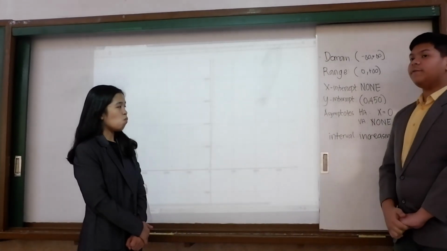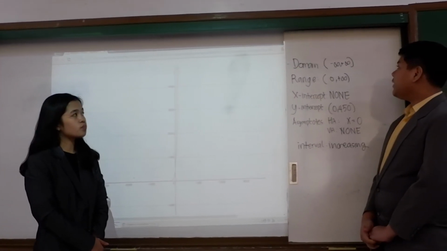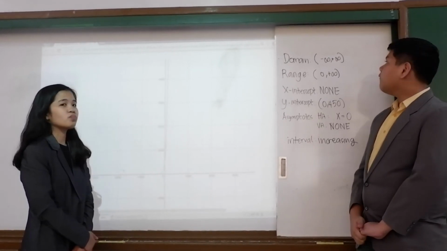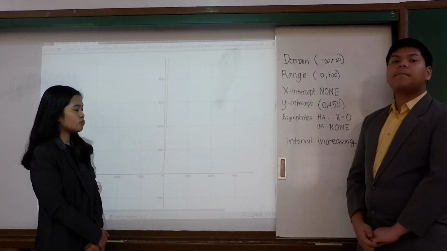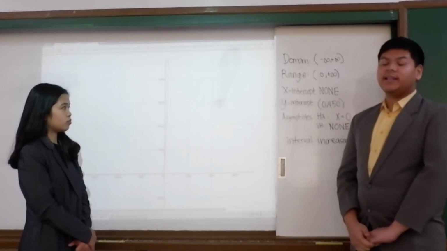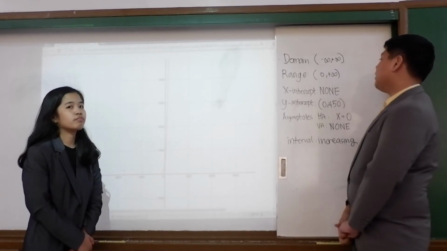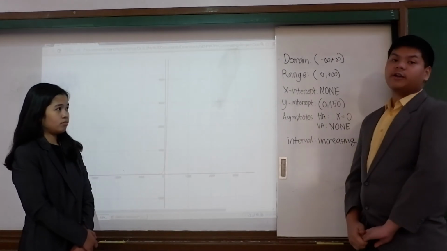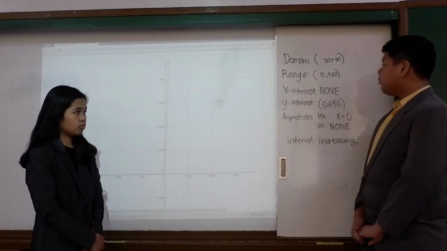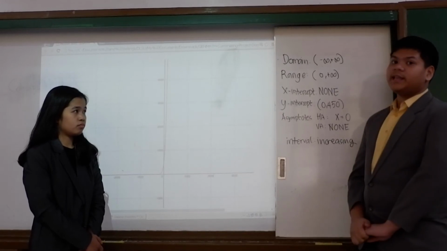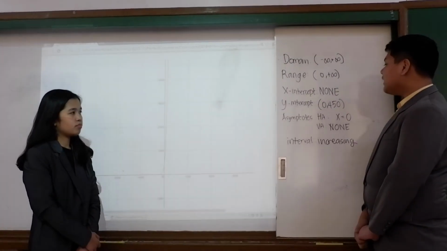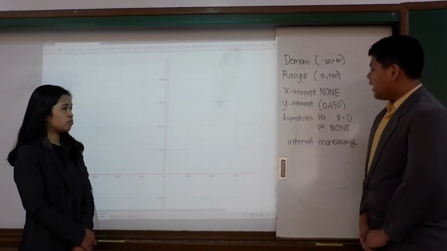So for the domain of the graph, it is negative infinity, comma, positive infinity, because it is all real numbers. For the range, it is 0, comma, positive infinity, because y is greater than 0 and it extends to positive infinity. As we said earlier from the x and y intercept, x-intercept is none, while y-intercept is represented as 0, comma, 450.